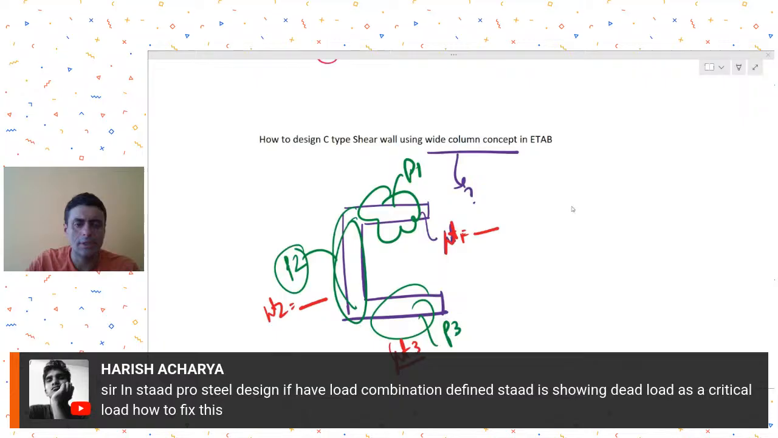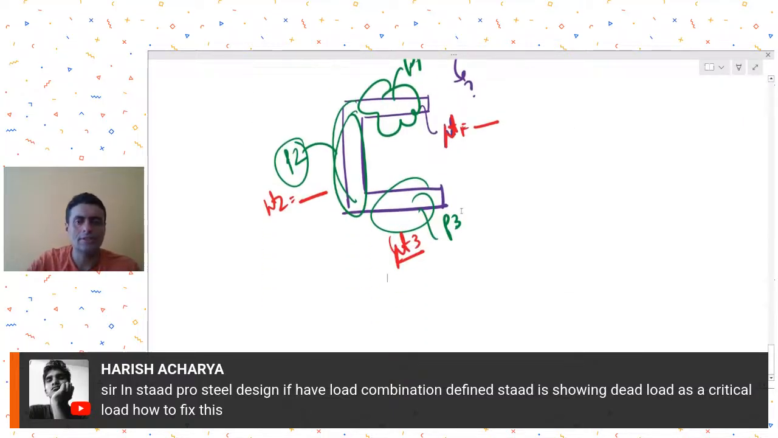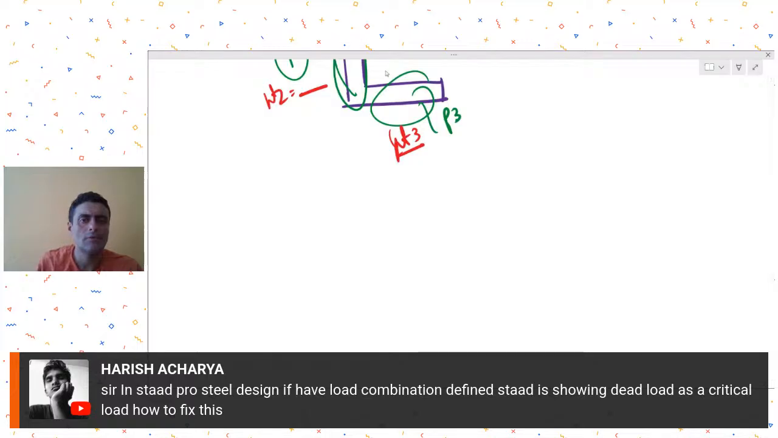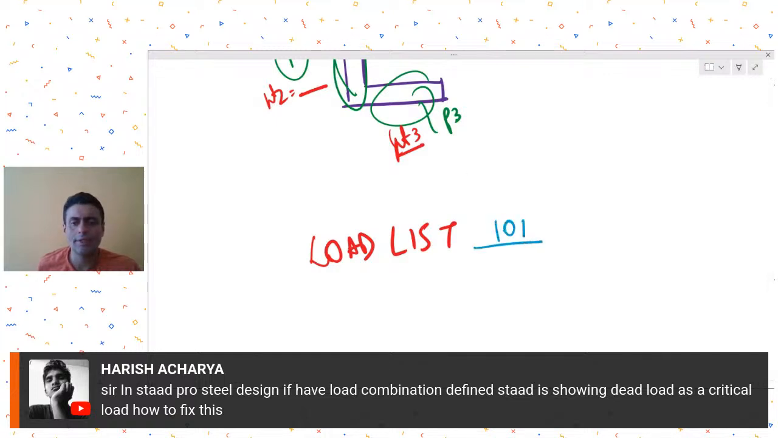Okay. Engineer Harish Acharya is asking, in STAAD.Pro steel design, if I have load combinations defined, STAAD is showing dead load as a critical load. How to fix this? You give the load list option. Give load list just after the perform analysis command. You give the load list command, and in load list you mention the load combination numbers.